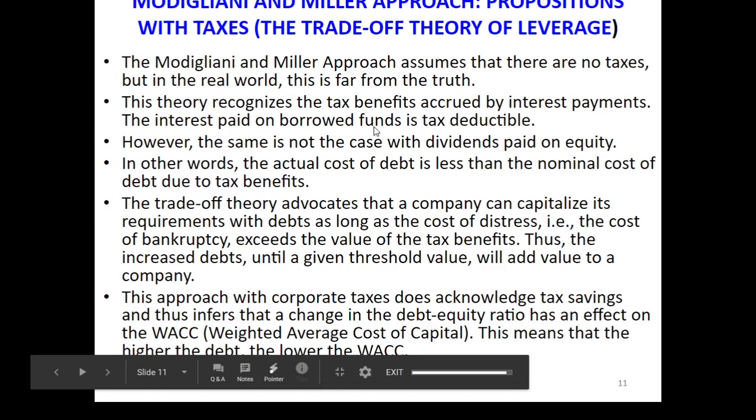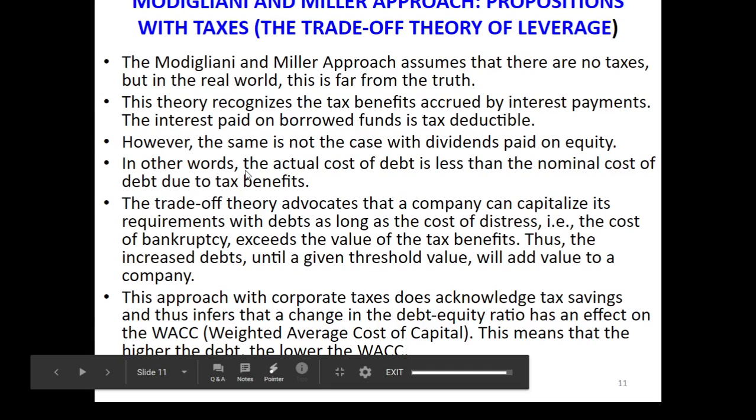Next, here we are going to discuss the MM approach with taxes, the trade-off theory of leverage. The Modigliani and Miller approach assumes that there are no taxes, but in the real world this is far from the truth. It's not a practical condition. That's why this theory recognizes the tax benefits accrued by interest payments.